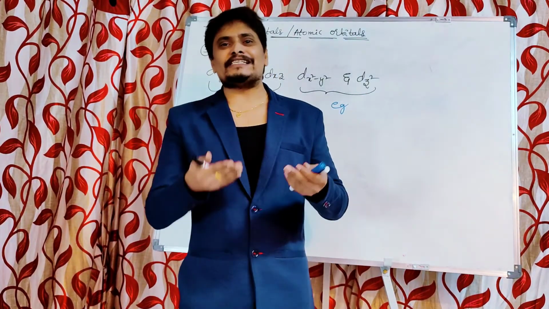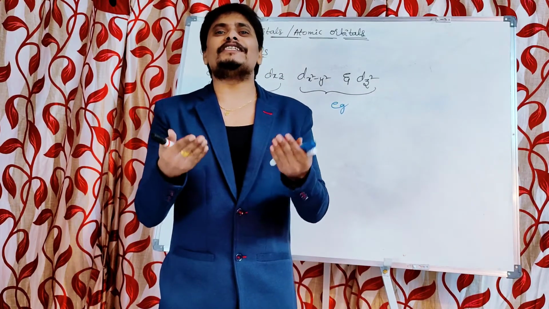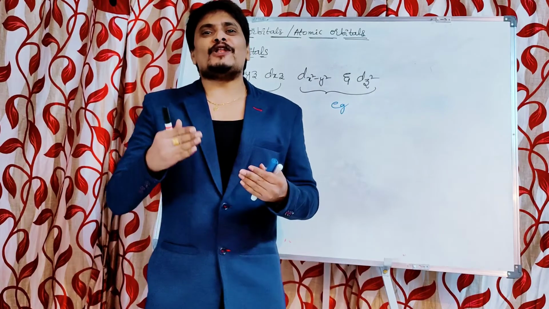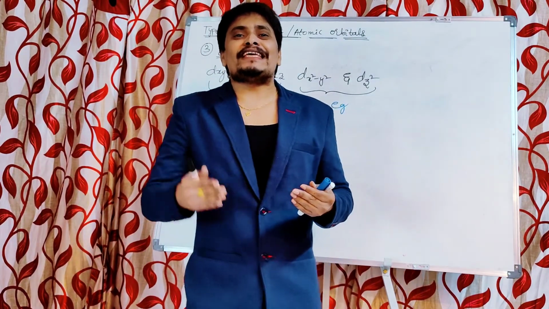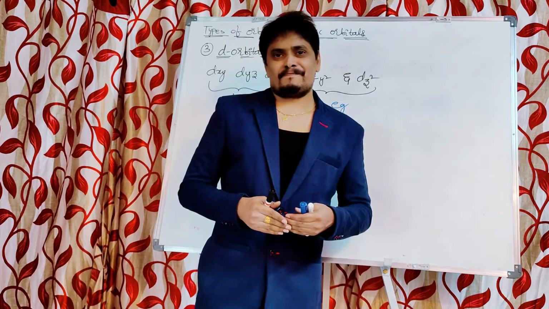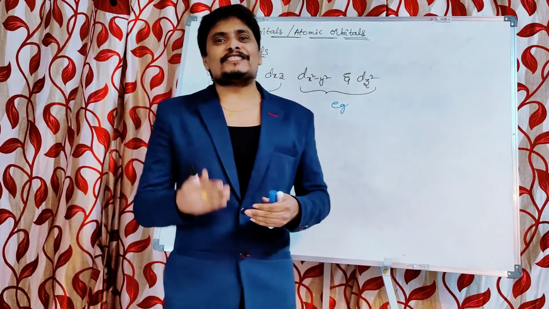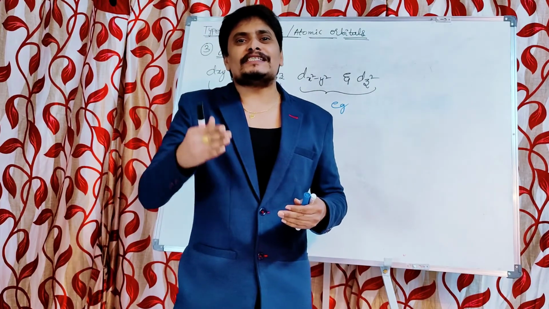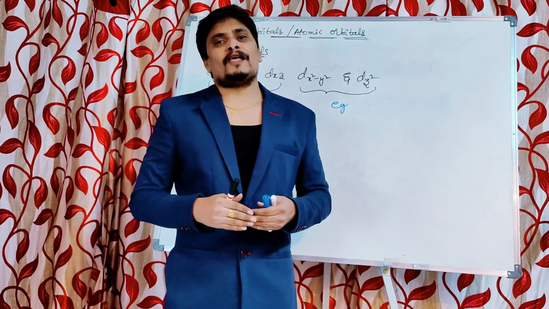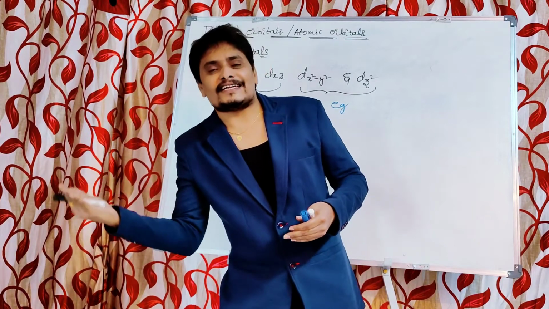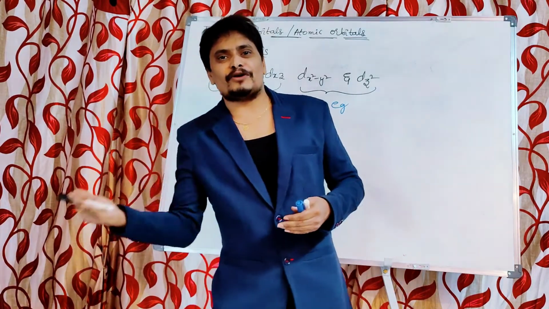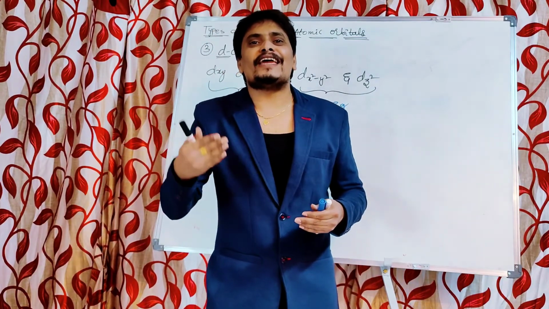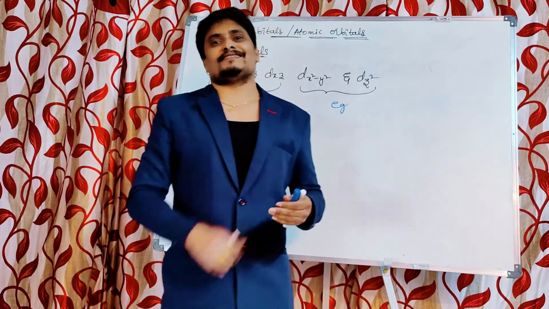The first one is the T2G set of d orbitals. What are T2G d orbitals? The d orbitals in which the lobes are located in between the axes are called the T2G set of d orbitals. On the other hand, the next category, the EG set of d orbitals, means these are the d orbitals in which electrons are located along the axis.